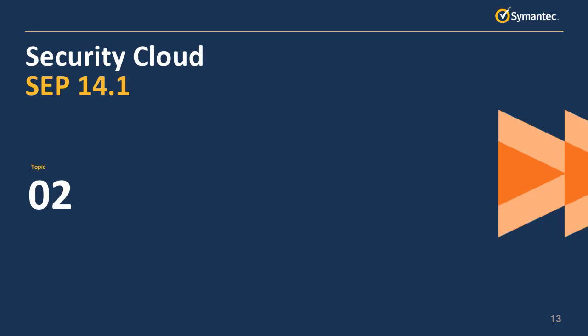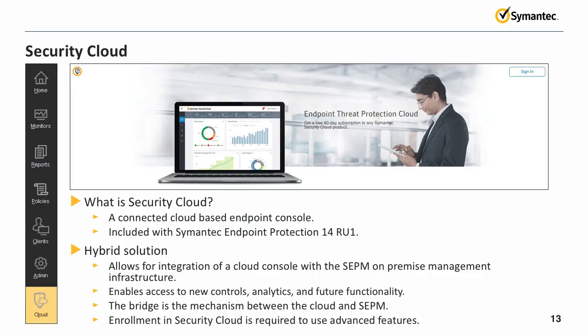This is the Security Cloud Symantec 14.1 topic. One of the first changes you may notice when launching the updated Symantec Endpoint Protection Manager console is a new icon called Security Cloud. Security Cloud is a cloud-based management service that services an expanding list of Symantec security products. Opening the Security Cloud page accesses the enrollment mechanism used to connect the SEPM to the Symantec Security Cloud infrastructure.